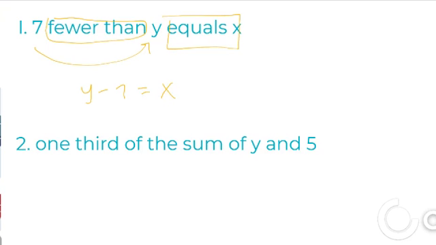Moving on to number 2, 1/3 of the sum of y and 5. So going back to the first slide, we know that of refers to multiplication. So we know it's going to be 1/3 times the sum of something. So 1/3 times the sum of something else. Moving on to the second half of the problem, it tells us the sum of y and 5. So it's going to be y plus 5. And that would be your expression.